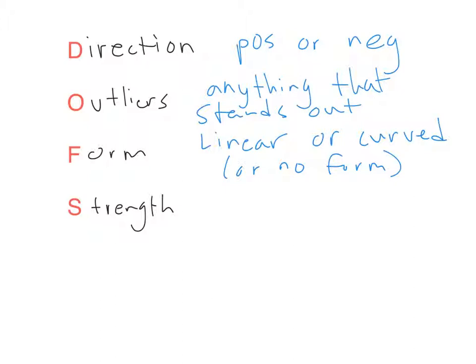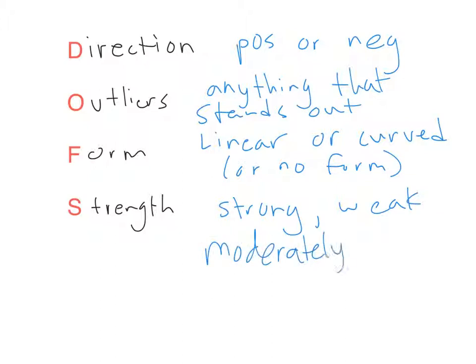And then for strength, this is how well do the dots actually fit that form that you just mentioned. So if you said it's a line, do the dots really make a perfect line? That would be really strong. Or they kind of make a line? You might say that's moderately weak, or it's weak. So the words we use for strength are, you can say strong, weak, or you can use the word moderately strong or moderately weak.